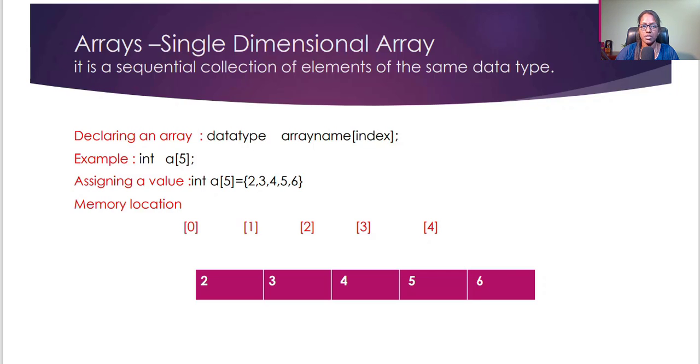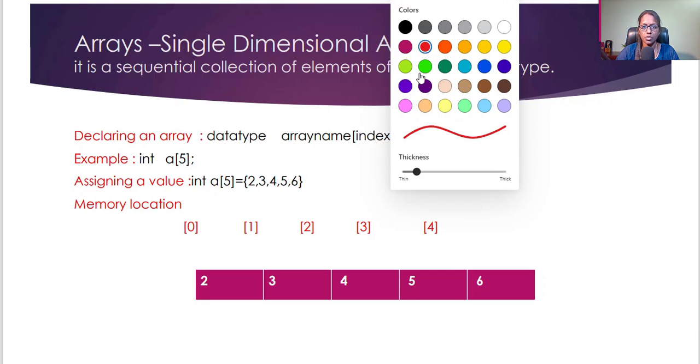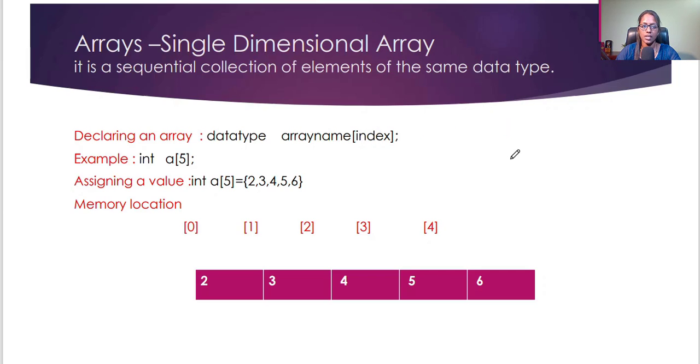Arrays in C++. So what is an array? An array is a collection of elements with the same data type. Normally, if you declare an integer a, you can get only one element. If I want to store 10 elements using the same variable, I can use arrays. Okay, so, single dimensional array.